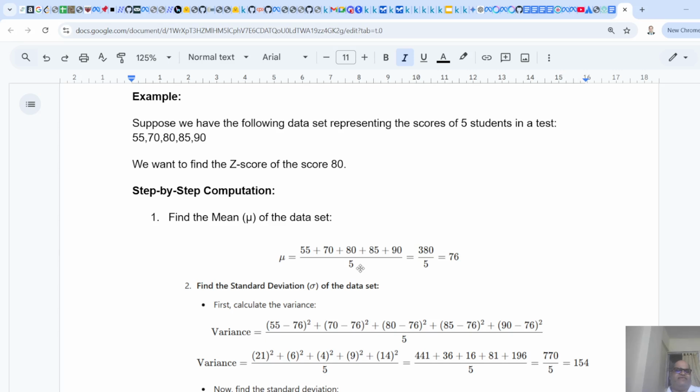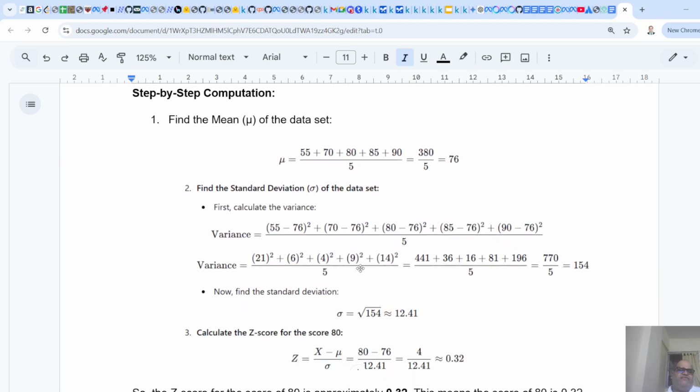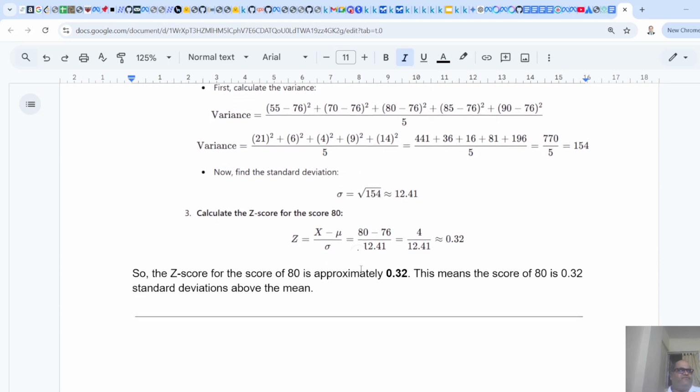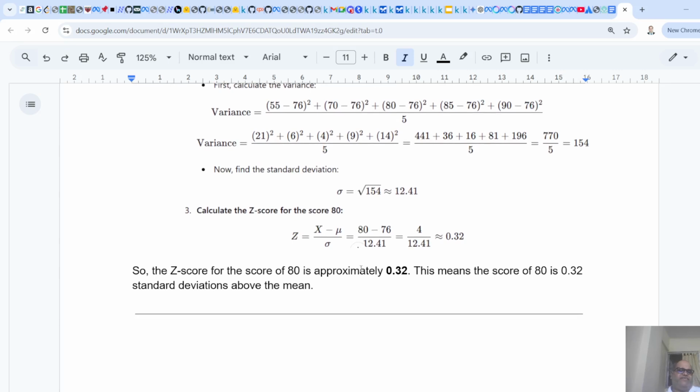So you got 76. You use the variance formula, which was the sum of squared differences, and then dividing it by your sample size. So that is 154. And then you take the standard deviation by taking the square root of it, which is 12.41 in this case, right? So now if you pick how far from the mean 80 is, you subtract the mean from 80, that is 80 minus 76, and divide it by the standard deviation, which is 12.41 here. This comes to about 0.32, right?